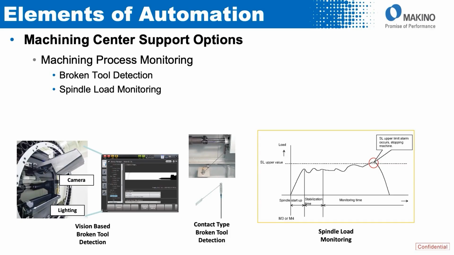We've got vision-based broken tool detection, or it could be a contact-type broken tool detection. That's monitoring that tool, so when it comes out of the spindle, goes back into the tool magazine, we're going to check to make sure that it's not broken and it's still in good condition for the next part, and that feature was completely done.